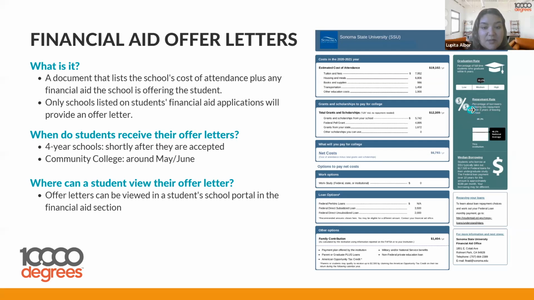So when do students receive this award letter? Essentially, four-year schools will release the award letter shortly after the student is admitted or accepted. And then the community colleges, depending, sometimes they will send them out around May to June. Last year with the financial aid changes, it took a little bit longer. So it just will vary. But each student should receive a financial aid award letter if they listed it on their financial aid applications. And where can students view this? Depending, sometimes it's going to be on their portal or on their financial aid portal within their portal. So just making sure that they are able to access their student portal and go into their financial aid section.